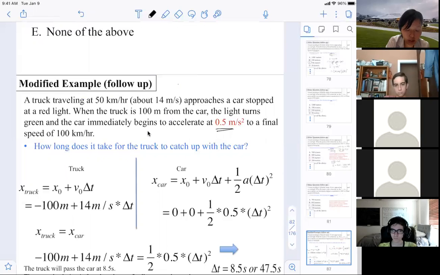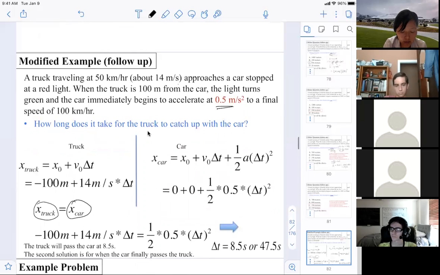And what you can do is make the final position of the truck equal to the final position of the car and calculate how much time it takes. What's interesting here, I just want to point it out, you can look at the algebraic details later, is when you solve this quadratic equation, you'll get two different times. One is 8.5 seconds, one is 47.5 seconds.